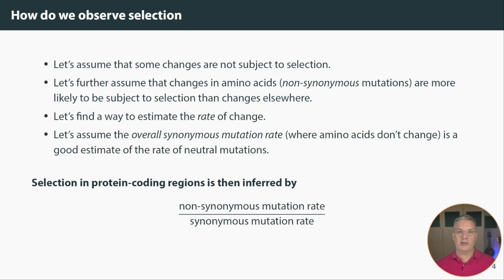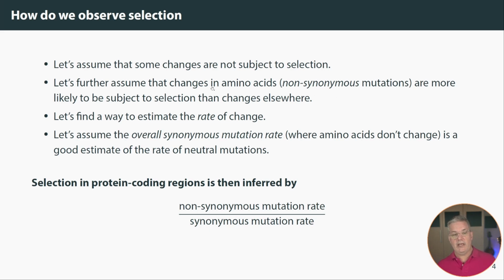So we have to make a bunch of assumptions in this, but let's make those assumptions and see where it takes us. So let's assume first that some changes are not subject to selection. So they're not going to be subject to negative selection or positive selection. Let's take that further. Let's assume that the changes that are subject to selection in coding sequences are going to be changes in amino acids, so that changes that don't change the amino acids are not going to be subject to selection. Now, there are lots of reasons where that might not be strictly true, but it might be a reasonable model in many, many cases.